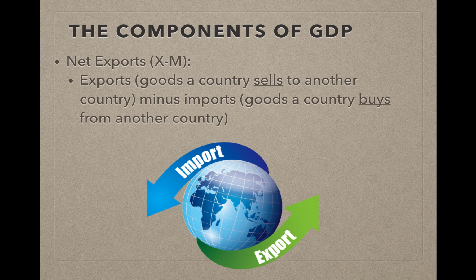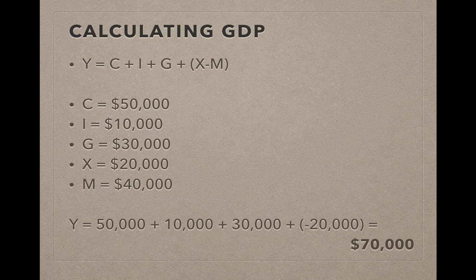But if we make something and we sell it to Mexico or we sell it to Brazil, that is included in the GDP because we made it here in the United States. So we add up all the things that we make in the United States and sell, we call those our exports, and we subtract our imports, the things that we buy from another country. So in calculating GDP, again, our GDP is Y equals C plus I plus G plus X minus M. You're going to add your consumer goods plus your investment plus your government, and you're going to take your exports and subtract your imports.